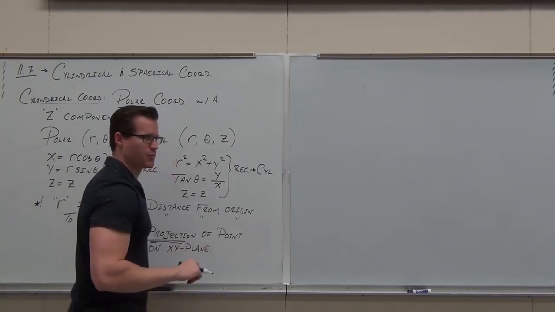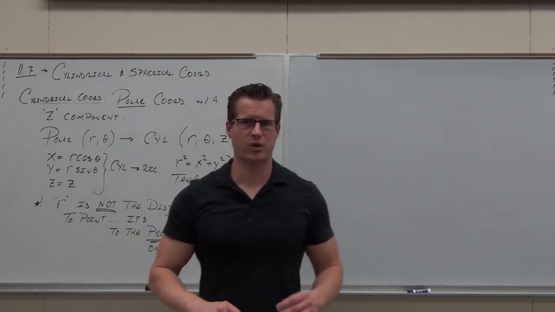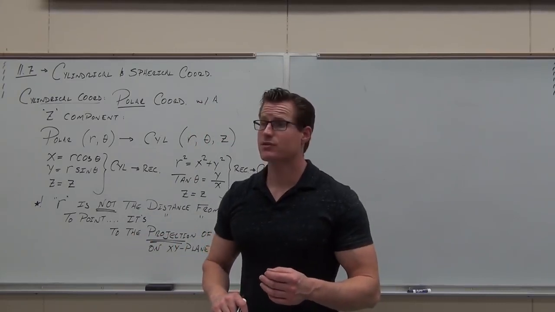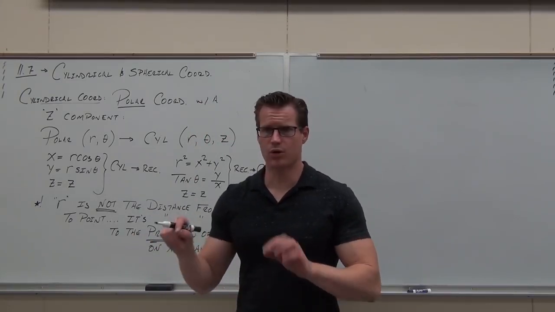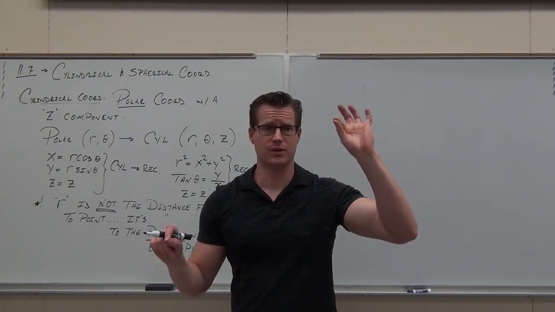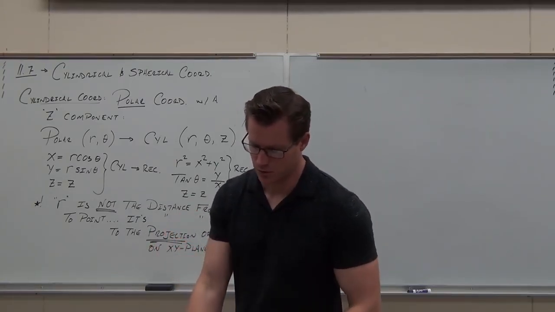It's kind of a big deal. And the reason why it's a big deal is because when we get to spherical, we have something that is the distance from the origin directly to the point. That's a different type of coordinate system there. It's called spherical.